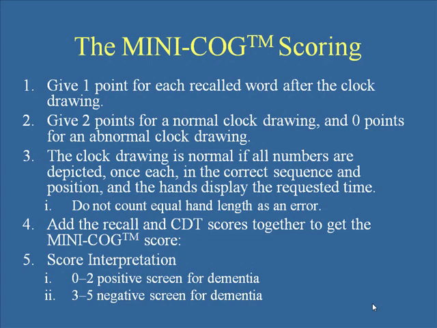Add the scores together, and you come up with a total score for the mini-cog, in which 0 to 2 points would be a positive screen for dementia, and 3 to 5 points would be a negative screen for dementia. So, very nice screening tool.